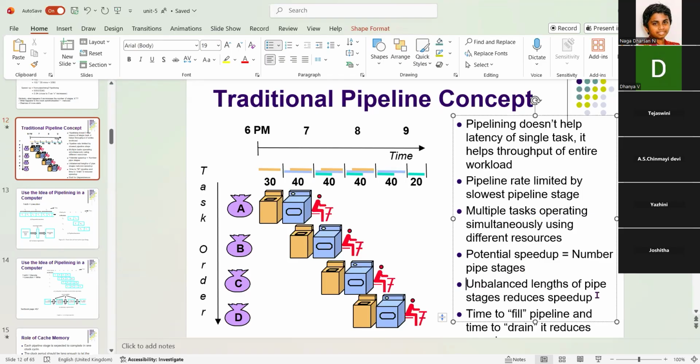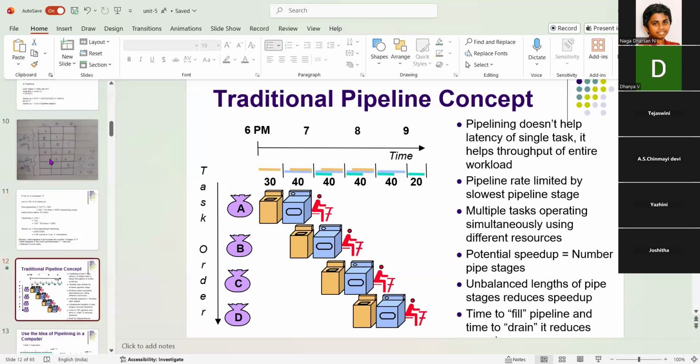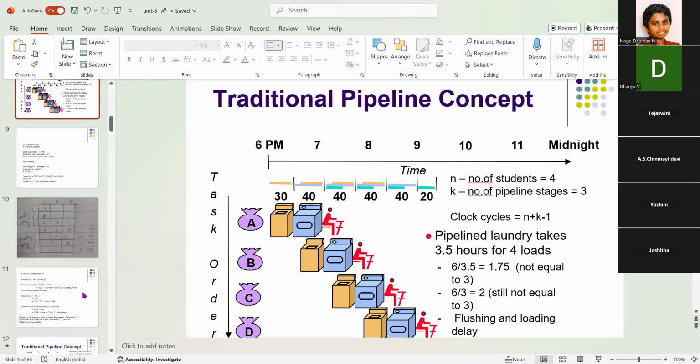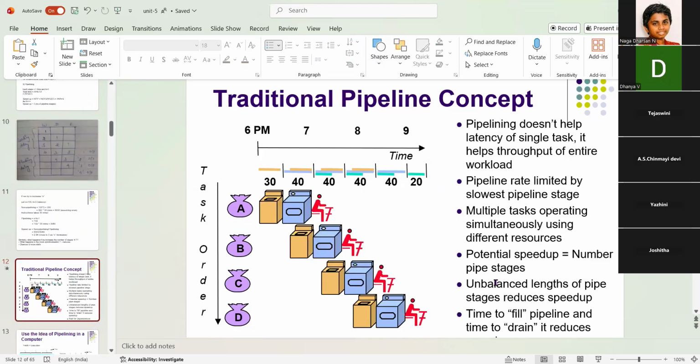And then unbalanced length of pipelining stages reduces the speed up. That means we saw the second condition, when it was just the normal pipelining condition, it was 1.75. Only after we made it all 30, it became 2. It became slightly more optimized. So if each of these steps takes an unbalanced amount of time, then our speed up reduces. So unbalanced length of pipelining stages reduces the speed up.